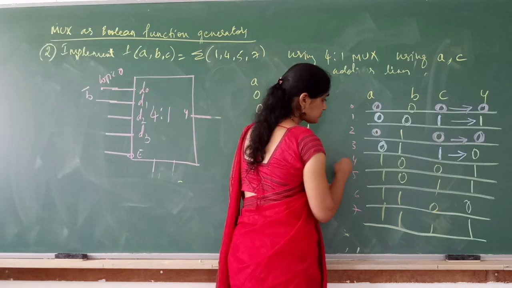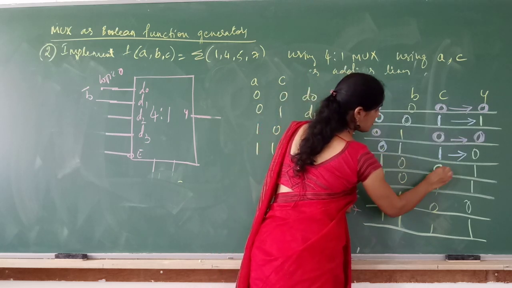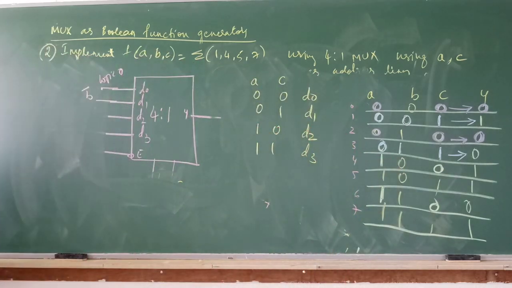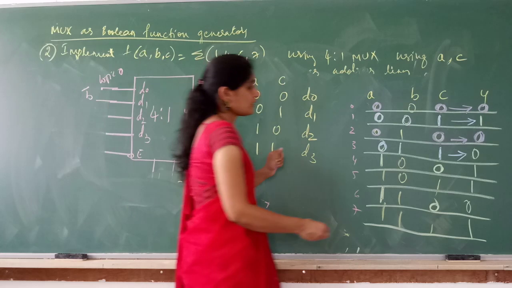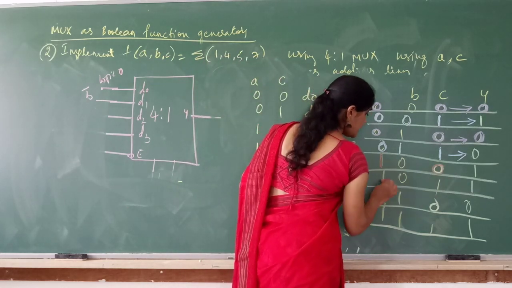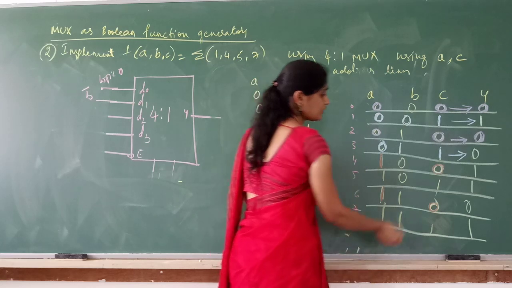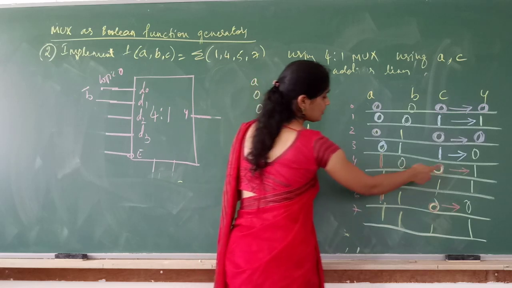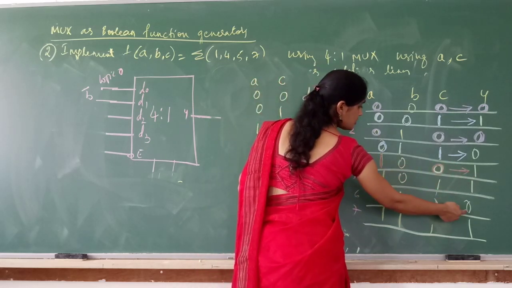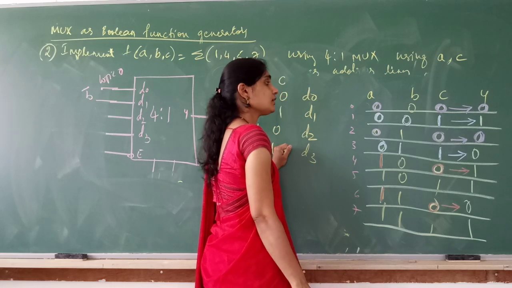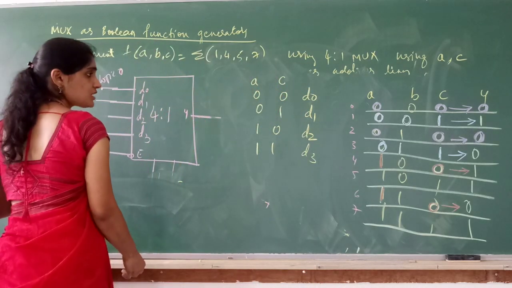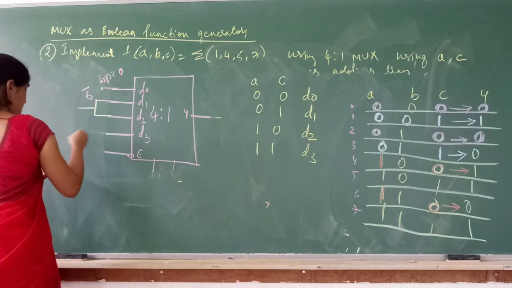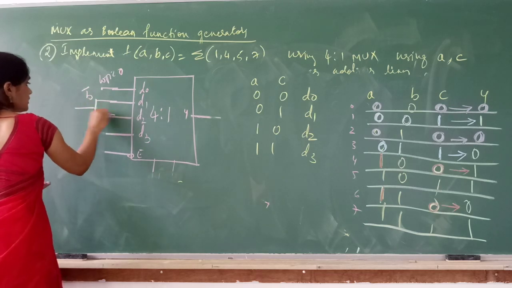1, 0. A is 1, C is 0. What is the output? 1, 0. Compare it with B. 1, 0. 0, 1. So what is that? B bar, correct? Am I correct? Yes, B bar. D2 is also B bar. Right?